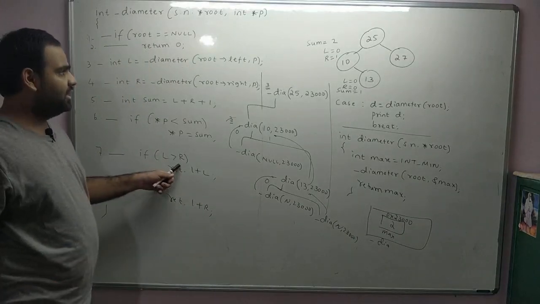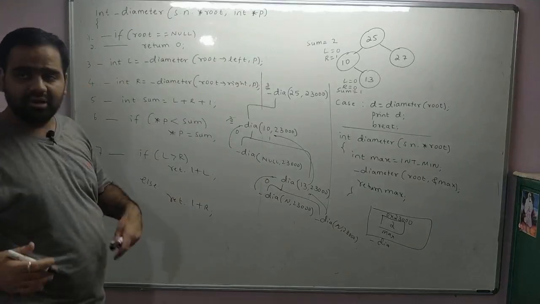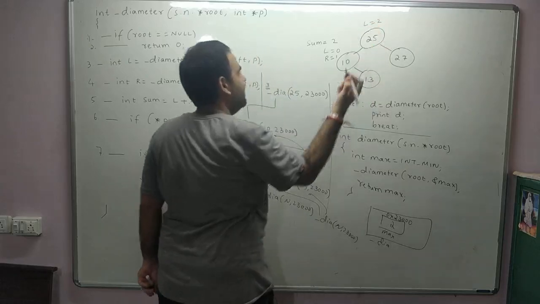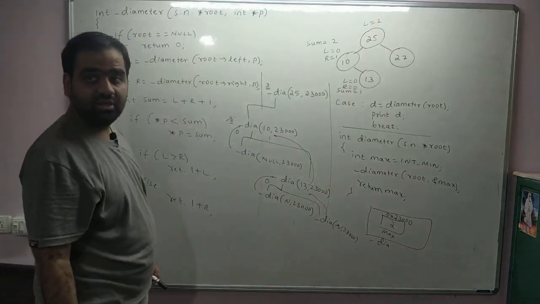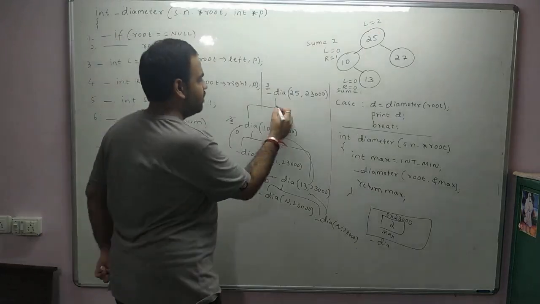Now you compute L greater than R. Is 0 greater than 1? No, 0 is not greater than 1. Therefore you return 1 plus R. Return 1 plus R means 1 plus 1 is 2. Therefore the left height with respect to 25 is equal to 2. Now you execute line number 4. Again you say _diameter.